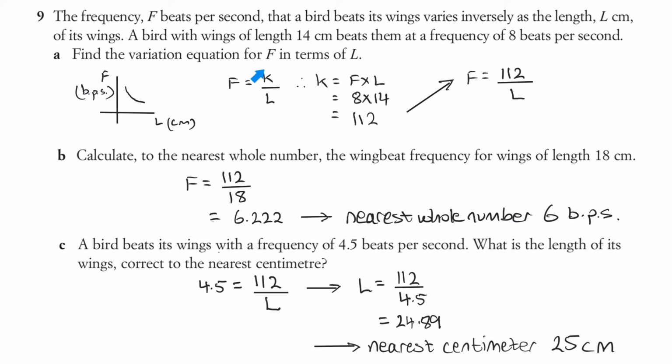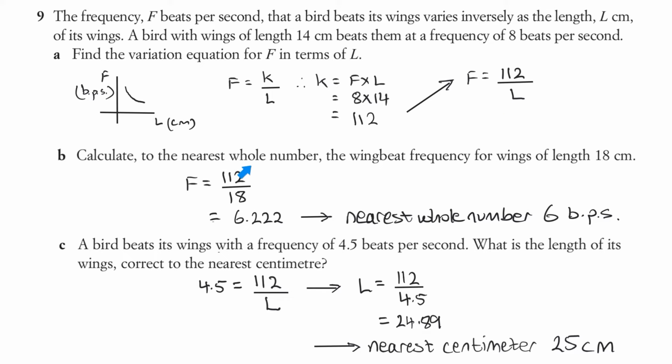So we've got F equals K on L. To find K, multiply both sides by L, and you've got K equals F times L. They've given us an example: length is 14 when the beats are 8. So 8 times 14, K is 112. We rewrite it: F equals 112 on L.